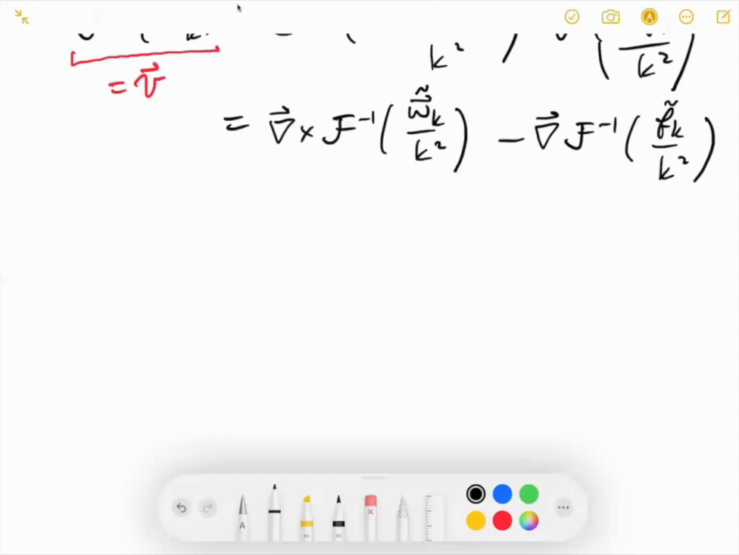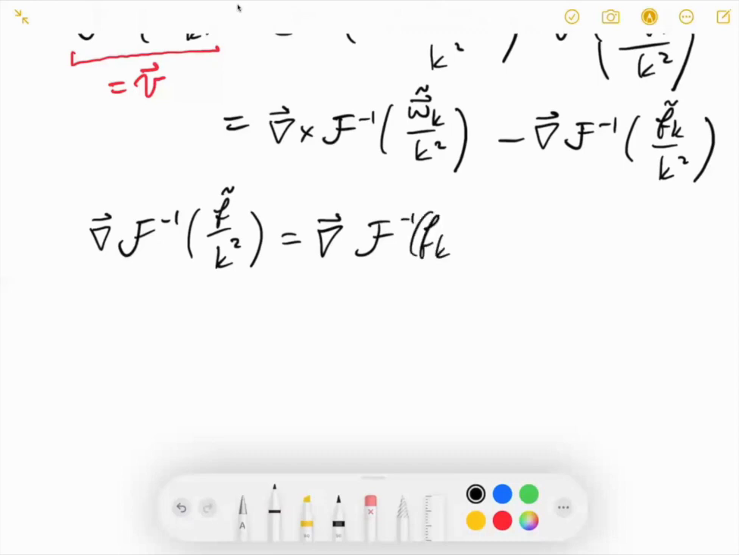So let's look at this one first. The gradient of the inverse transform of F over k squared, this is still the Fourier transform, is therefore the gradient of the convolution of the inverse transform of F and the inverse transform of k squared. So that's going to be the gradient of the inverse transform of F, convolved with the inverse transform of 1 over k squared. Now we know what the inverse transform of 1 over k squared is because we just did that before the break. That's just 1 over R magnitude.